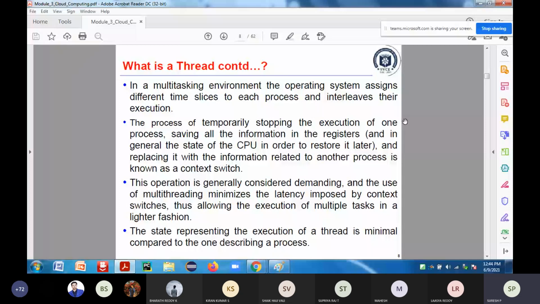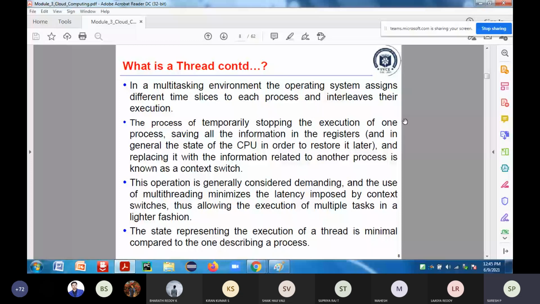Okay, replacing with the other process is called context switching. The operation is generally demanding. So when you are doing multi-threading, it is basically going to minimize the latency imposed by context switch.